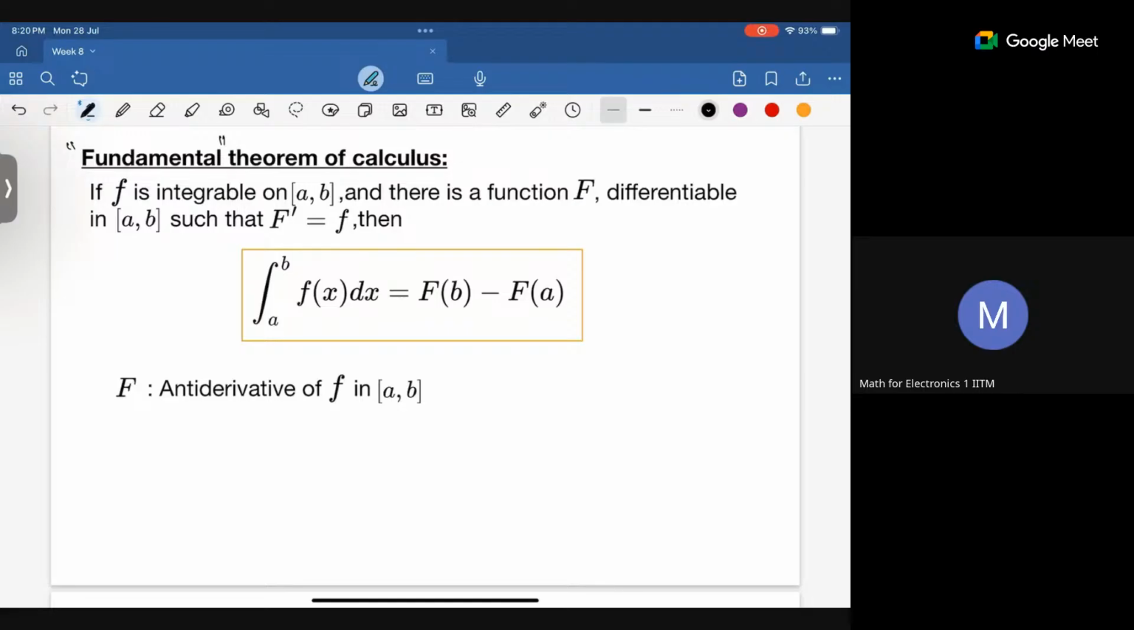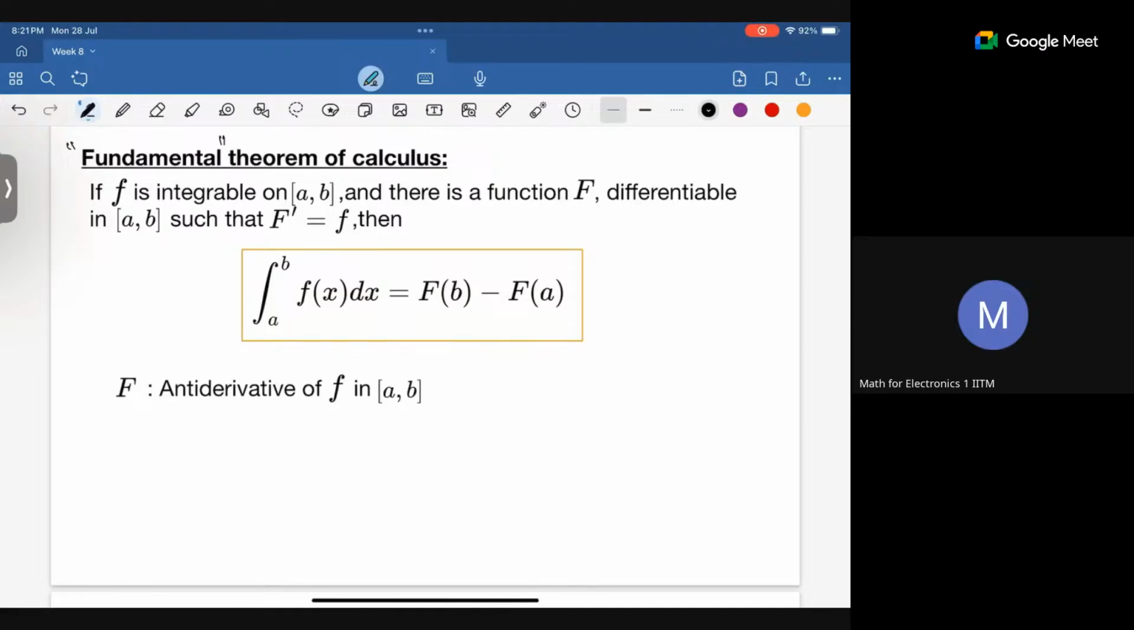And if there is a function capital F which is differentiable, okay, so small f is integrable, capital F is differentiable in the same interval [a, b], such that if I take the derivative of capital F, I should get small f. If I have these two, capital F and small f, then what the fundamental theorem of calculus states is, if I am computing the area under the curve of f(x) from a to b, which is the integral from a to b of f(x) dx, it is actually equal to capital F of b minus capital F of a, right?